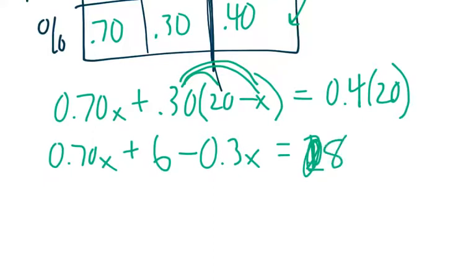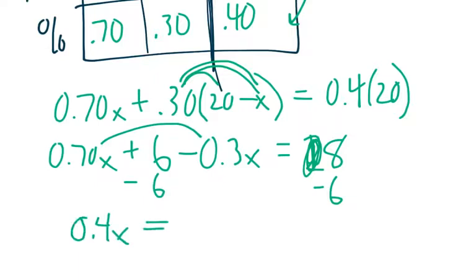Okay, now get all the numbers on one side and all the variables on the other. So I'm going to subtract 6 from both sides. And now here I've got to combine some like terms. So I'll get 0.4x is equal to 8 minus 6, which is 2.